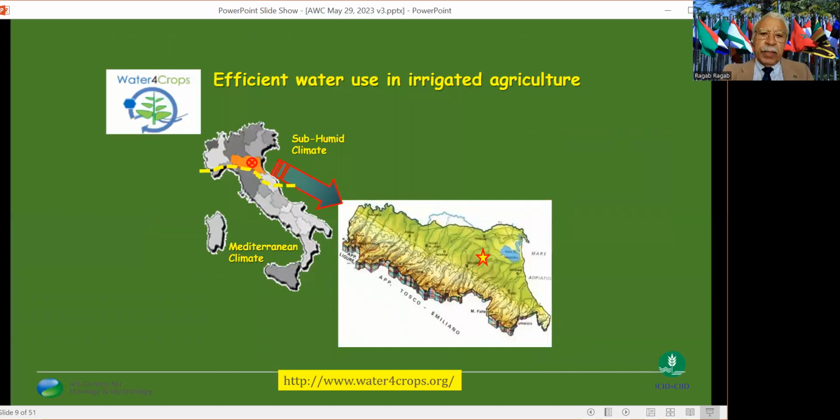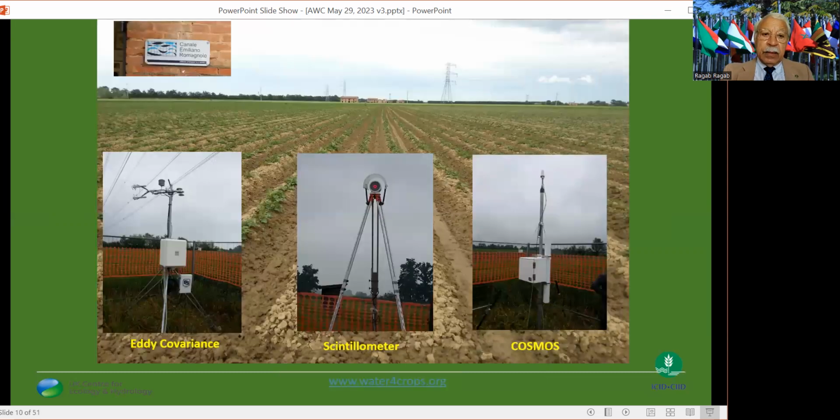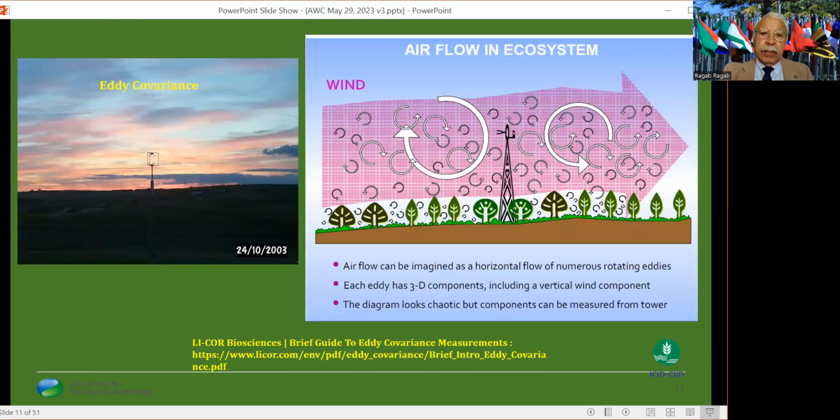And we tried to compare the evapotranspiration calculated by the modified FAO ICID equation of Penman-Monteith, and to test it against direct measurements of eddy covariance and scintillometry. We had a site in north Italy, which was part of the European funded project Water for Crops. The scintillometry and eddy covariance were placed there, in addition to the COSMOS, and I'll talk about COSMOS in a minute. But the eddy covariance is a direct measurement of the actual evaporation.